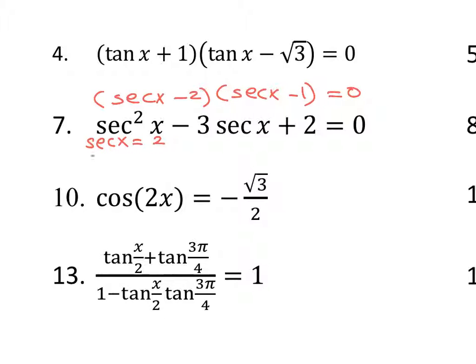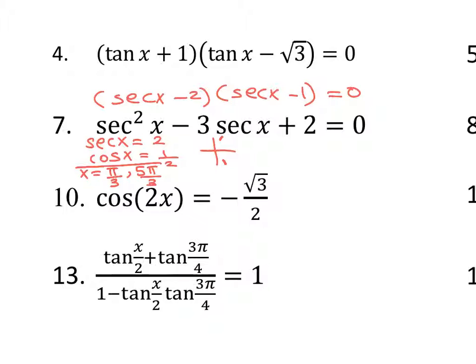That means, remember, secant means 1 over cosine, so that means that cosine x is equal to 1 over 2. That means that I need to be in the first or in the fourth quadrant, so that will give me x to be equal to pi over 3 or 5 pi over 3.